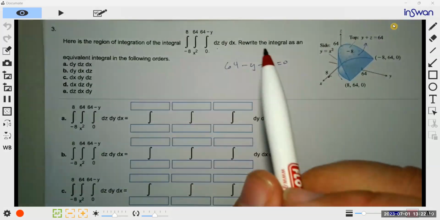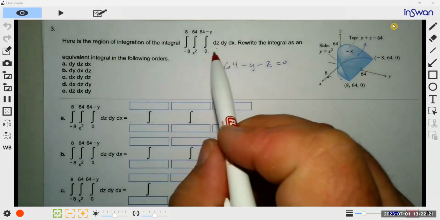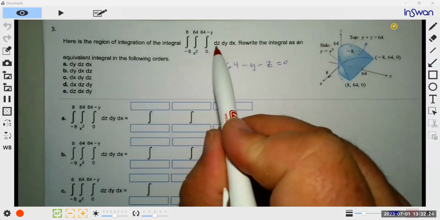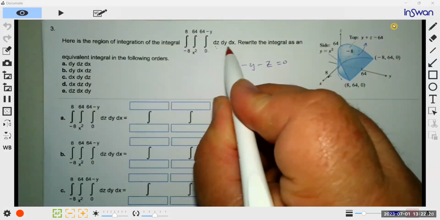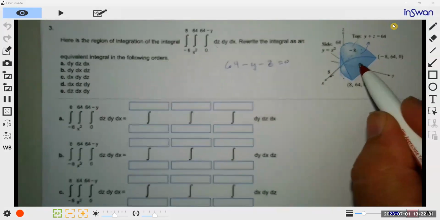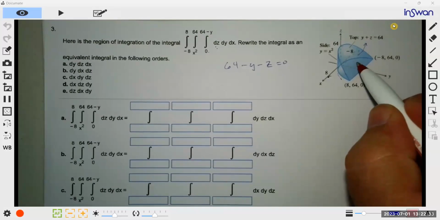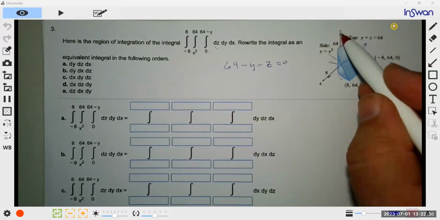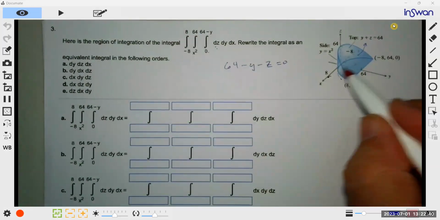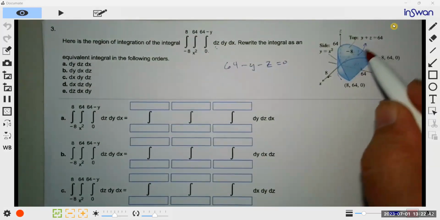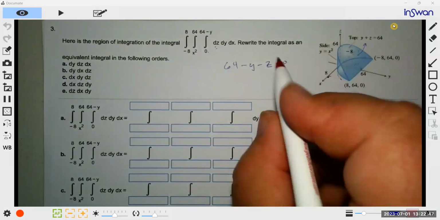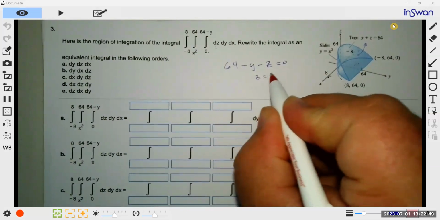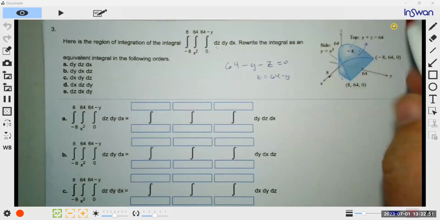So now let's look at this first one. dz, since it goes on the plane, the shadow goes on the plane yx. So there's a line going straight up for our m. It has to be parallel to the z-axis. So it starts at 0 and it goes all the way to our line here. So we have to solve it for z. So z equals 64 minus y, which is where we got the top bound.